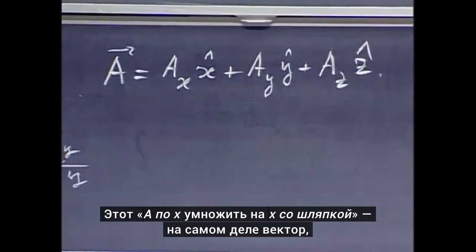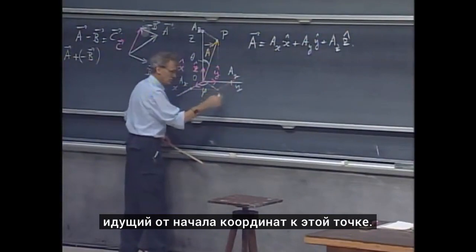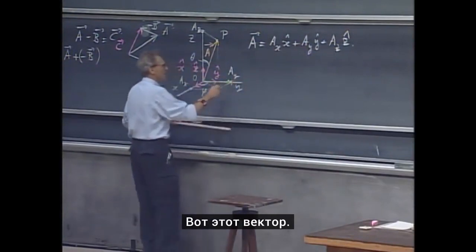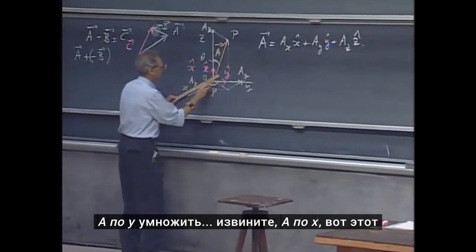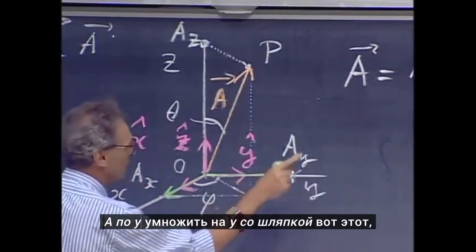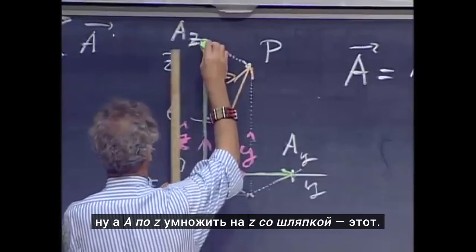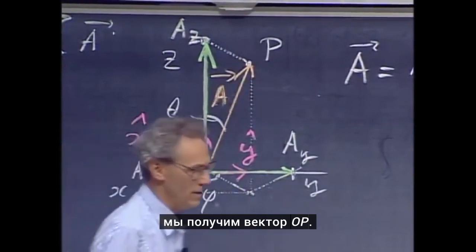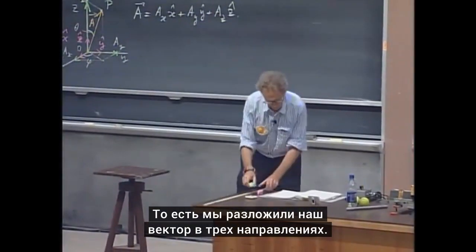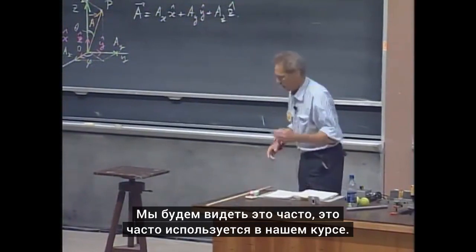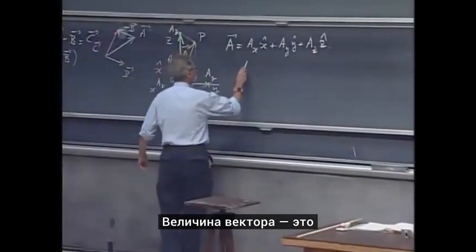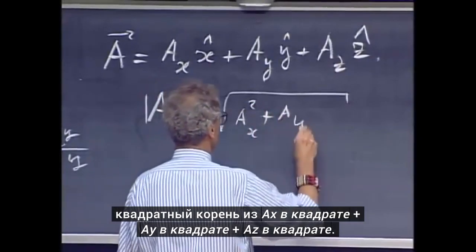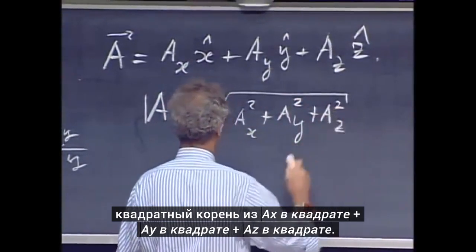And this A of x times x roof is really a vector that runs from the origin to this point. So we could put that in as a vector if you want to. This makes it a vector. This is that vector. A of y times y roof is this one. And A of z times z roof is this one. And so the three green vectors added together are exactly identical to the vector OP. So we have decomposed one vector into three directions. And we will see that very often this is of great use in 801. The magnitude of the vector is the square root of A of x squared plus A of y squared plus A of z squared.